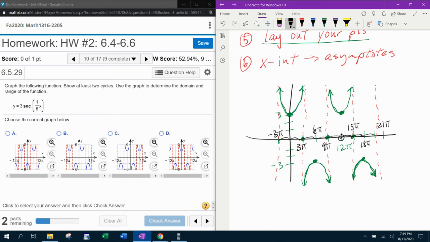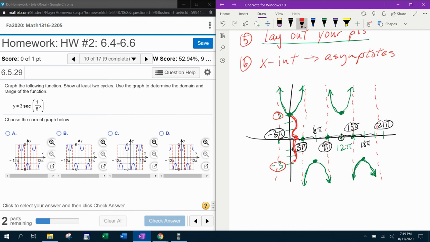So we can see where those asymptotes are. -3 pi, 3 pi, 9 pi, 15 pi, 21 pi. We can see now where the asymptotes are. And we can also see the gap in the middle where there is no graph. Can you see right in this area here? From -3 to 3, there's like a void where there is no graph.